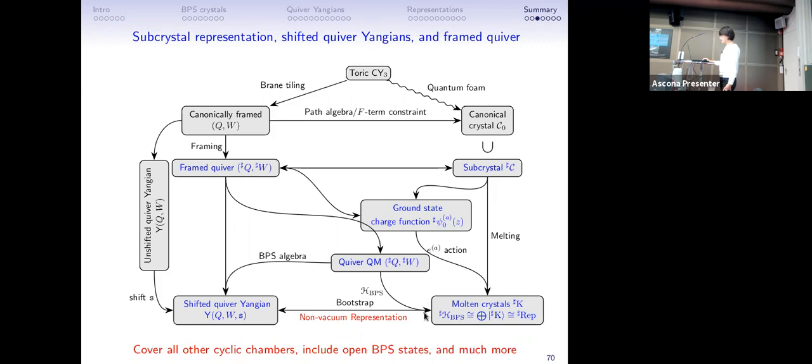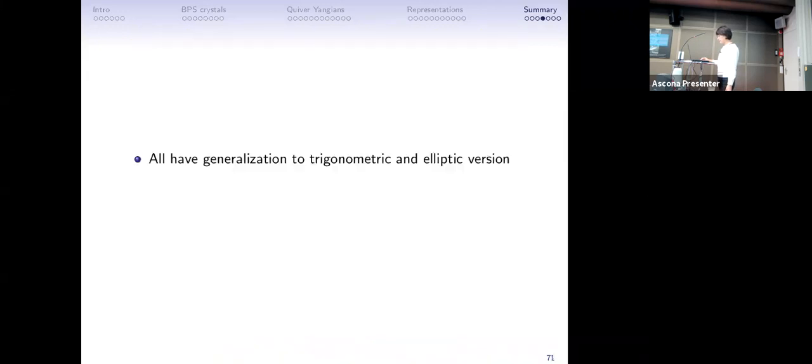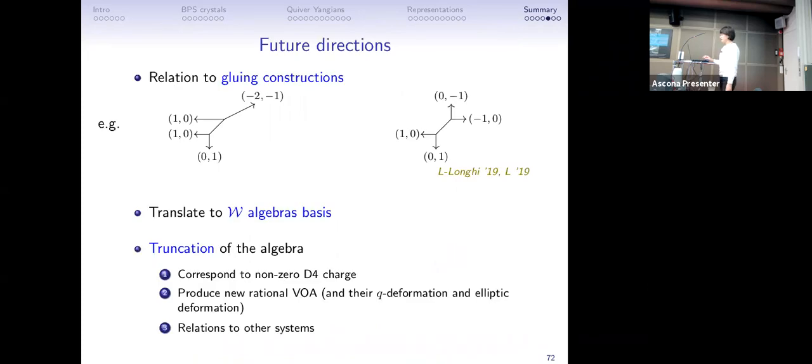And so this covers not just all the cyclic chambers, and also you can just have a very funny crystal of very funny shape, and this hasn't been studied before. And we can generalize to trigonometric and elliptic versions.